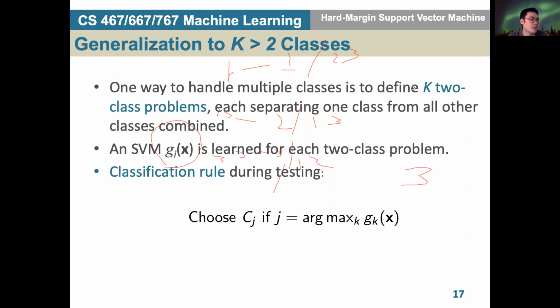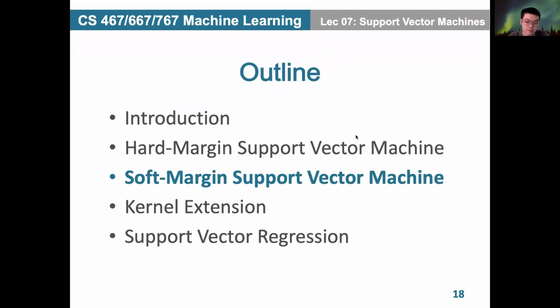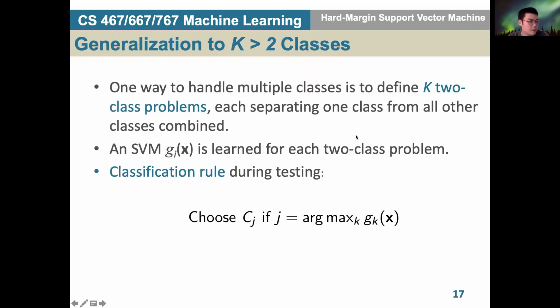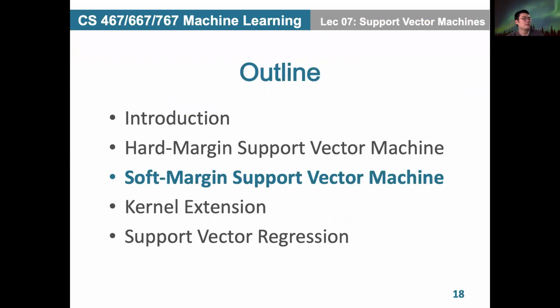But this is just a way to make binary classifiers work with k classes. We have seen another way too: you can do pairwise comparison. This is all covered in an earlier class lecture. So for k classes, you can do this. And I think scikit-learn's SVC already handles this for you. It's already k-class.